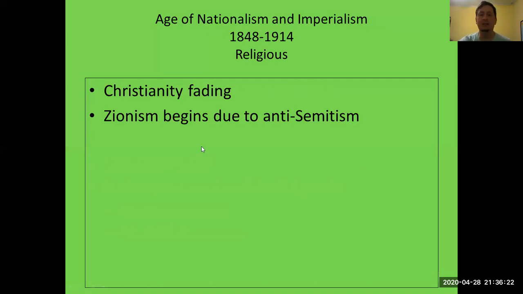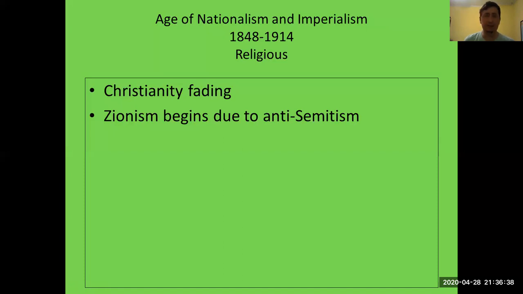And this is about the time that Zionism becomes really popular. That's that movement for European Jews to move from Europe and set up a nation in Palestine in the Middle East, mirroring the modern state of Israel.